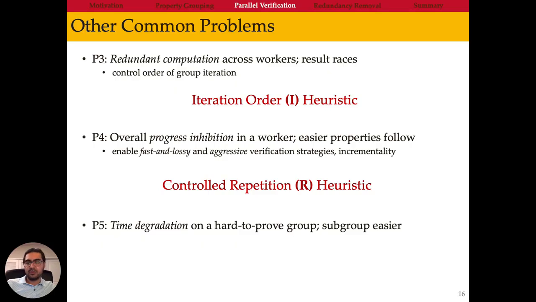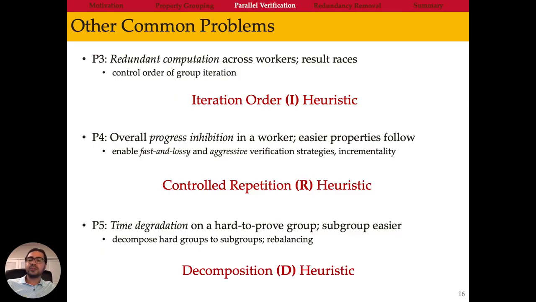Lastly, there is the problem of time degradation, in which a group cannot be proved even after several repetitions. Now, it might be the case that although the group itself is very hard to prove, the individual subgroups in that group might be easier. Our decomposition heuristic allows us to decompose the hard-to-prove property groups into smaller subgroups by utilizing our rebalancing procedure.